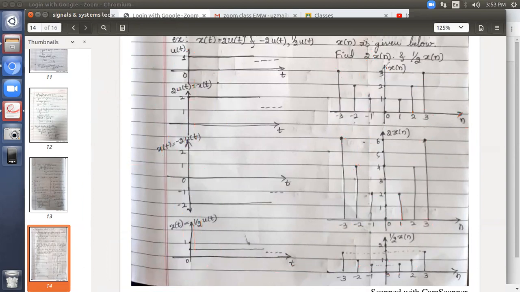Okay, next, one more example is there. The same x of n is the same. Instead of 2, now the multiplication factor, the scaling factor, is half. It is 0.5. Let's see how the signal changes. Amplitudes are marked here. For my ease, I will write it like this: 1, 2, 3, 1, 2, and 3.